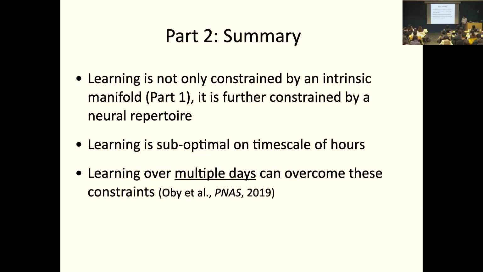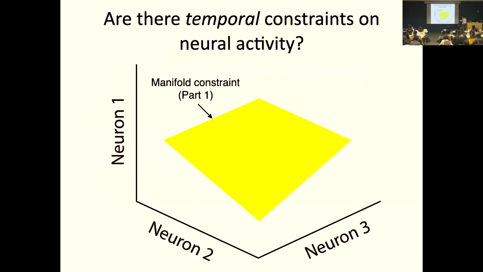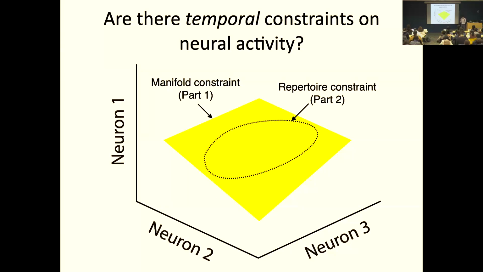Okay. So now we get to the part that I want to spend the most time with, which is to ask, are there constraints on the time course of the neural activity? What do I mean by this? So far in part one, we've identified a manifold constraint. And then in part two, what we found is that within this intrinsic manifold, you can't just go anywhere, right? Within the 1 to 2 hours, you stay within this neural repertoire. So now in part three, what I want to ask is, within this repertoire, can you show any temporal sequence of activity patterns? Or are there only certain sequences of activity patterns that are allowed?